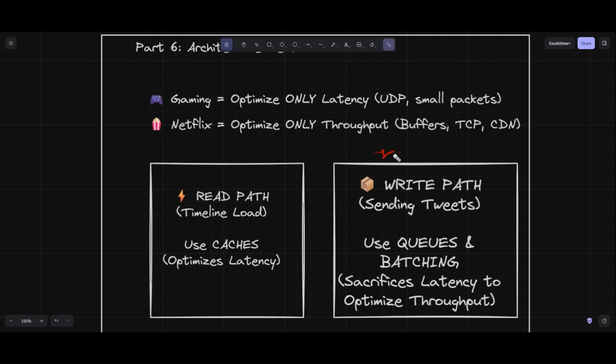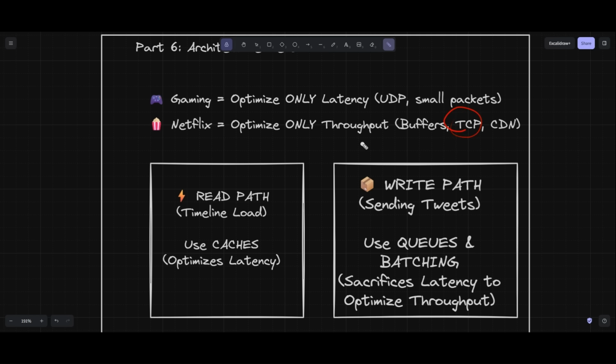And this is the fundamental tension. We intentionally made the latency worse. We intentionally slowed down the individual request to protect the whole system and allow it to process more volume over time. And you'll see this everywhere, right? Like TCP does this under the hood with Nagle's algorithm, right? It clumps small packets together before sending them over the network.